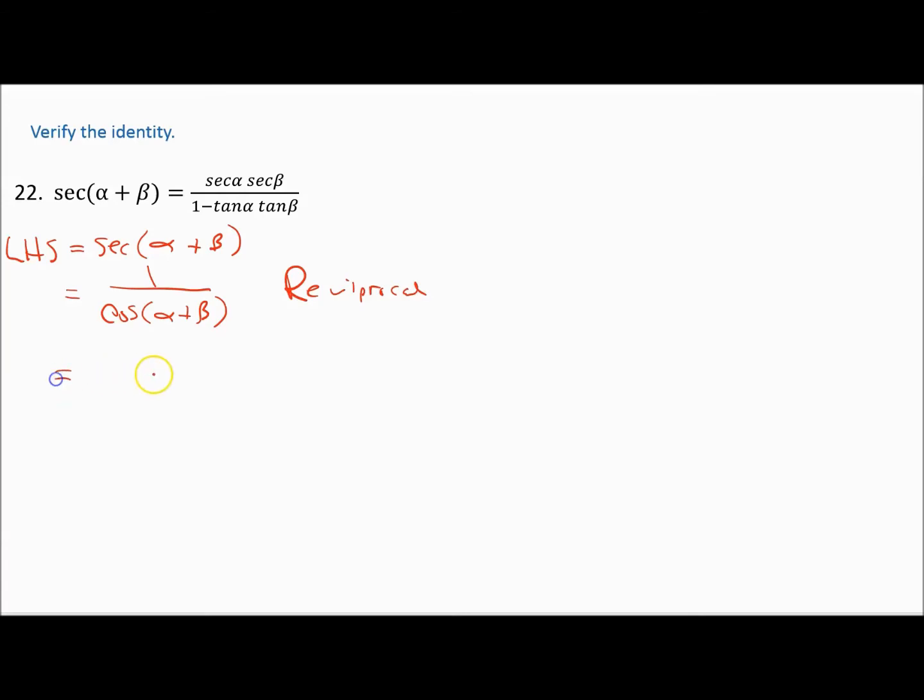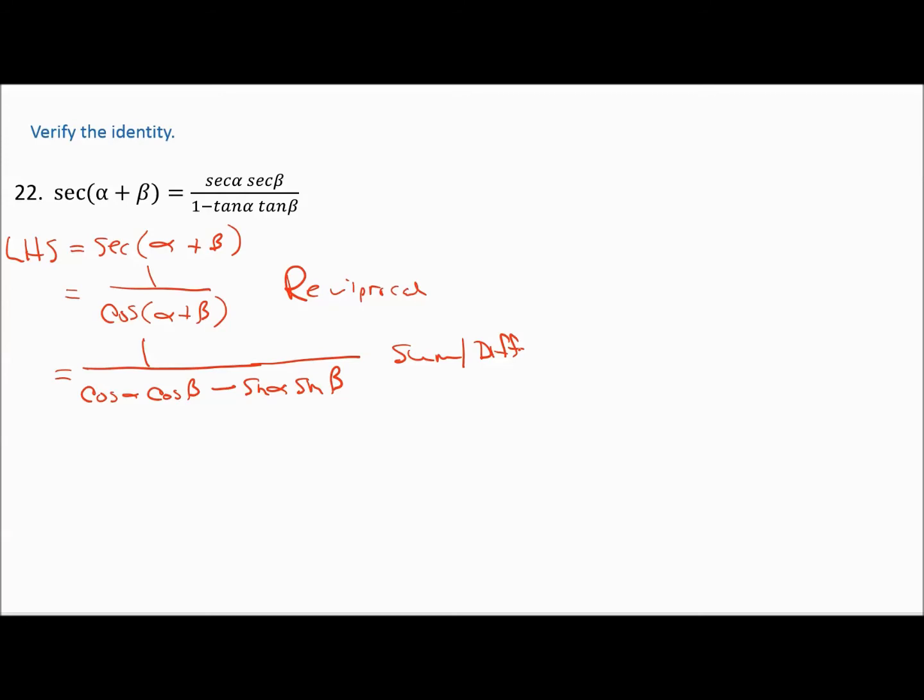Now I'm going to use my formula. So that's 1 over, and the formula for cosine, remember, goes cosine, cosine, sine, sine, and the operation changes. So it's cosine of alpha, cosine of beta, minus sine of alpha, sine of beta. Okay, so again, we're just using the sum difference formulas to do that. Specifically, the sum formula for cosine.